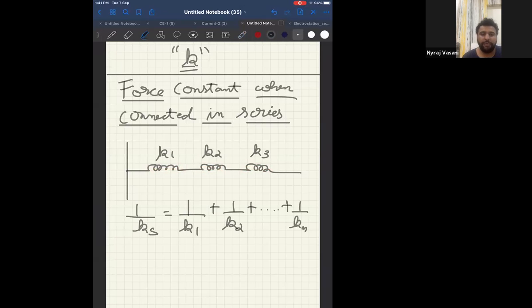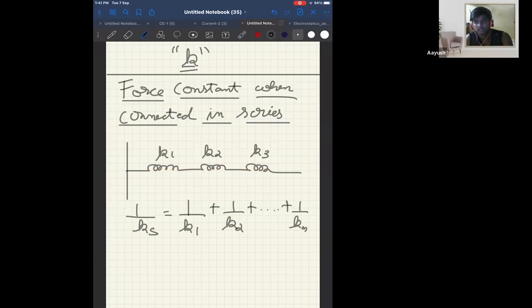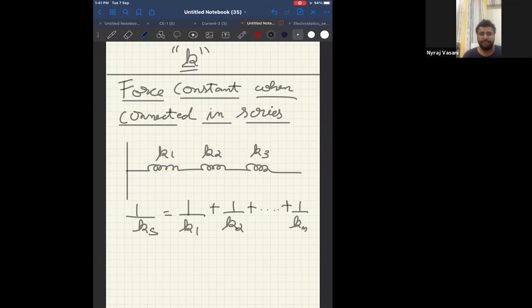Does this formula look familiar to something? Resistance in parallel. This formula looks familiar to resistance in parallel. So can I say force constant in series is similar to resistance in parallel? Logic is the same. Therefore, this formula you need to write. Make a note. This is force constant when connected in series.